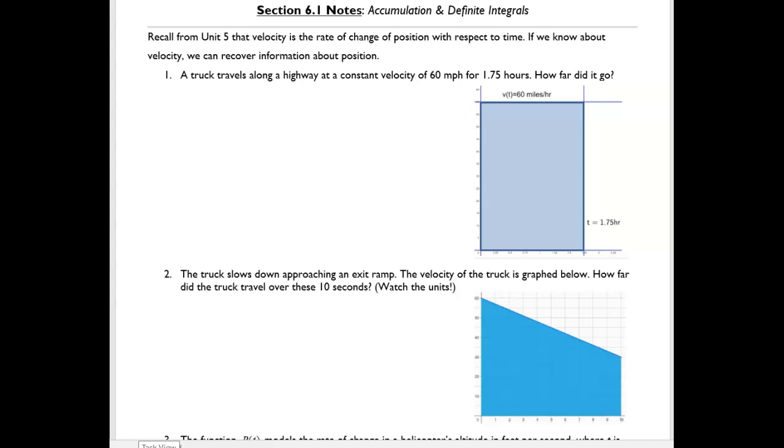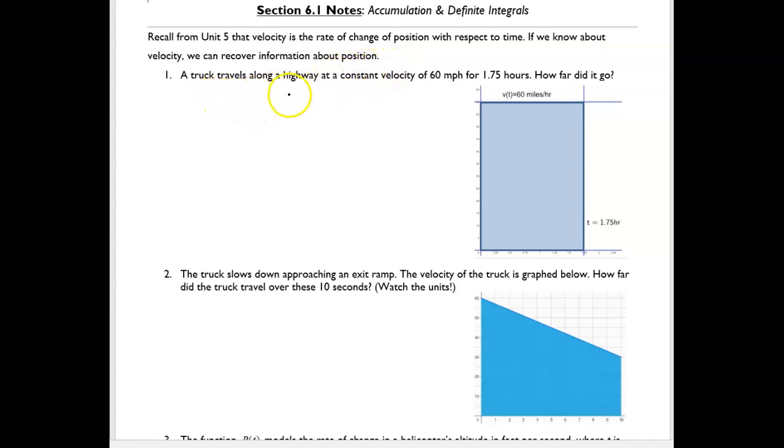In section 6.1, we'll be discussing accumulation and definite integrals. So let's remember from Unit 5 that velocity is the rate of change of position with respect to time. If we know about velocity, we can actually recover information about position. So let's think about this problem.